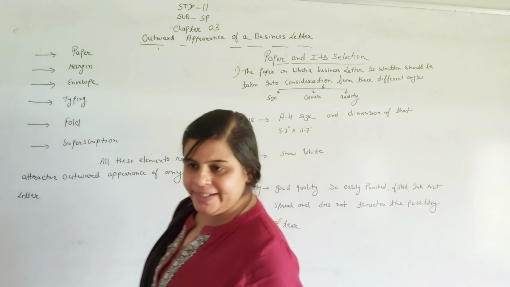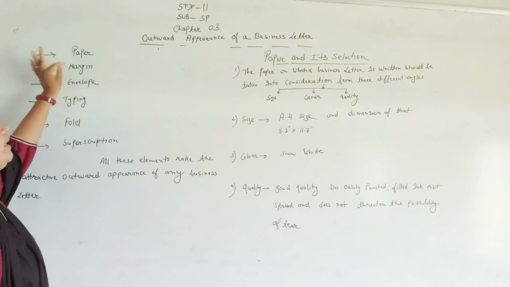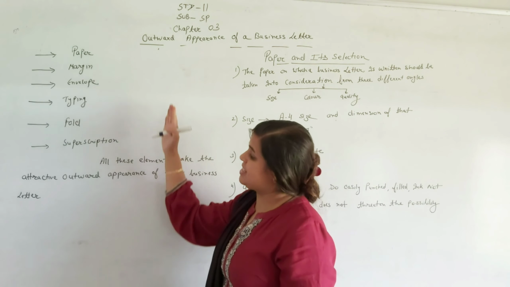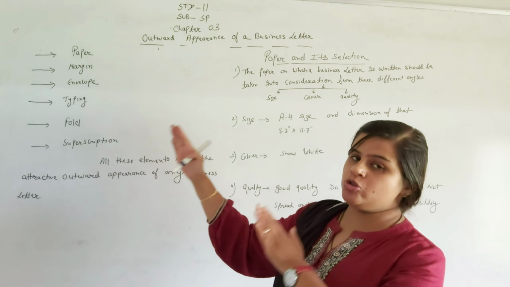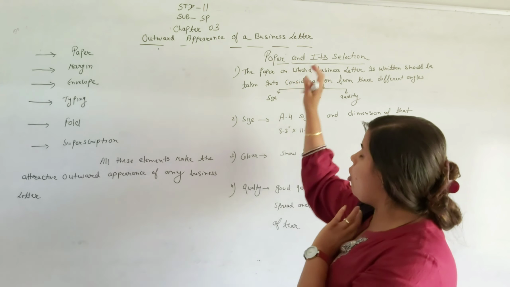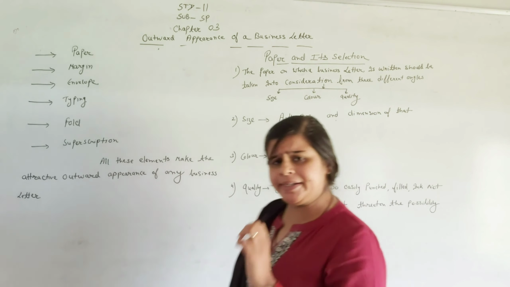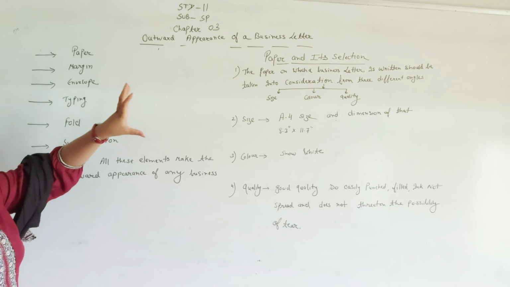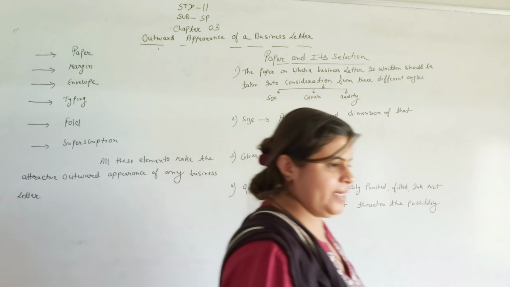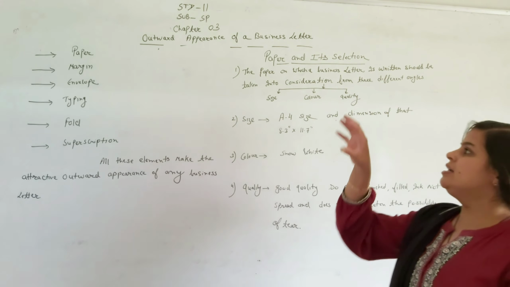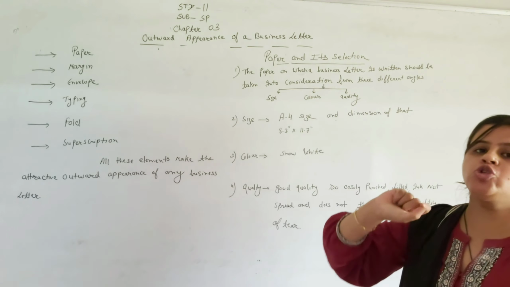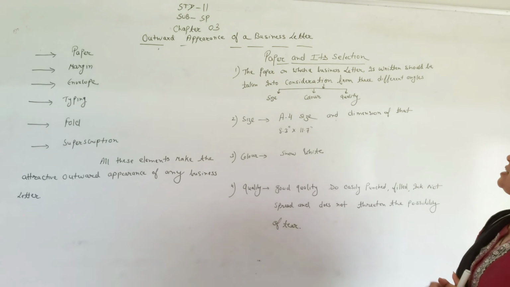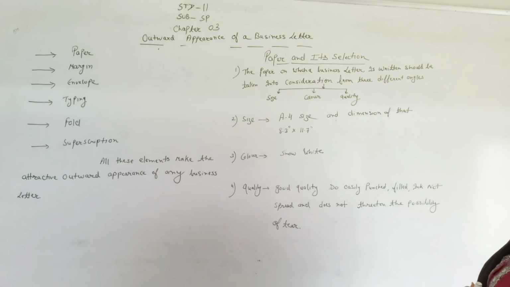We will discuss each element in depth. Each element will be analyzed in depth. There are 6 major elements mentioned here, and our chapter also contains all the 6 elements in detail or in brief. The first element is paper. When you are writing a business letter, the paper is the important element on which you are writing.